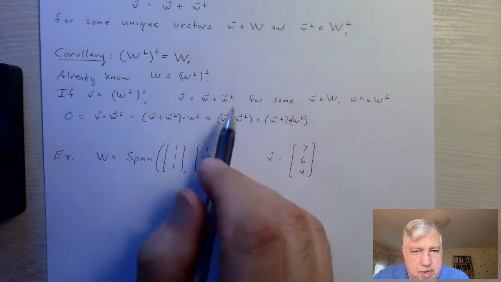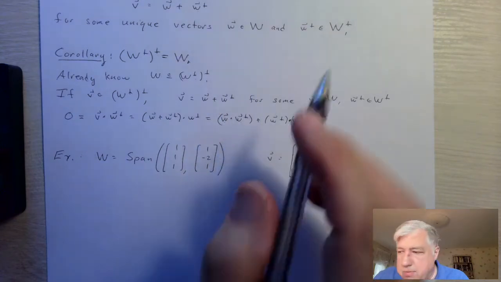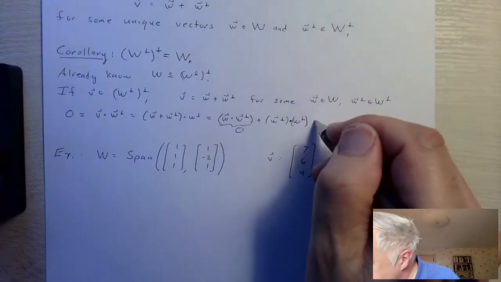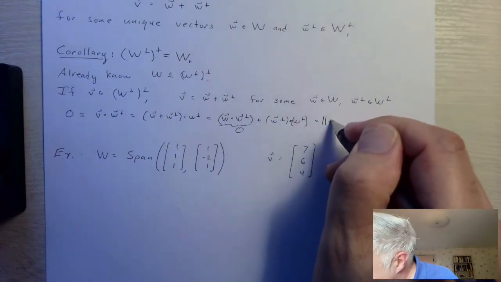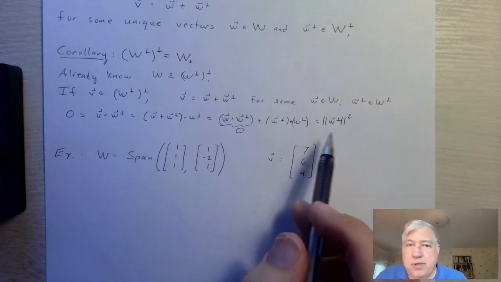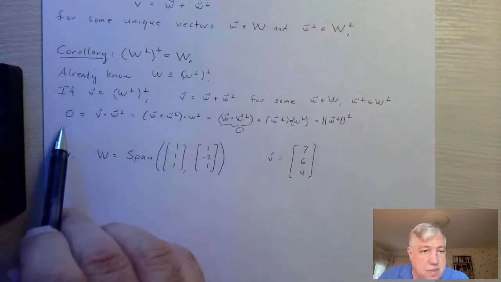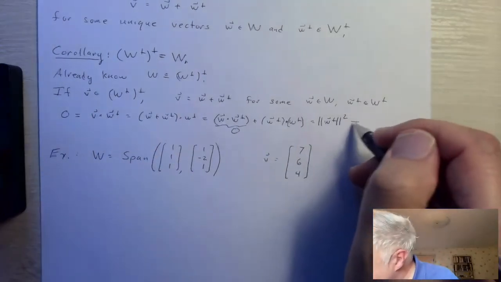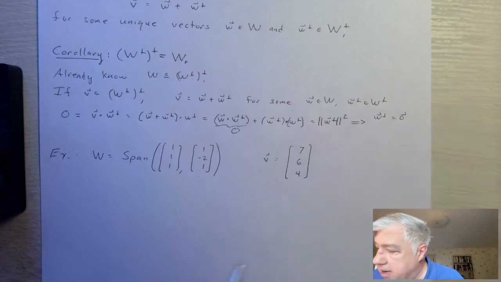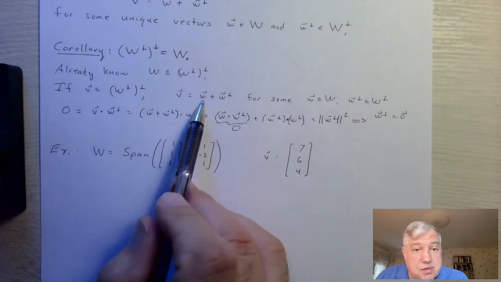And then because little w is in W and this is in W perp, this has to be 0. And so this is going to be the square of the length of W perp, right here. But we've just shown that that's 0, so that shows that W perp is 0. And if this is 0, then that means V is W.